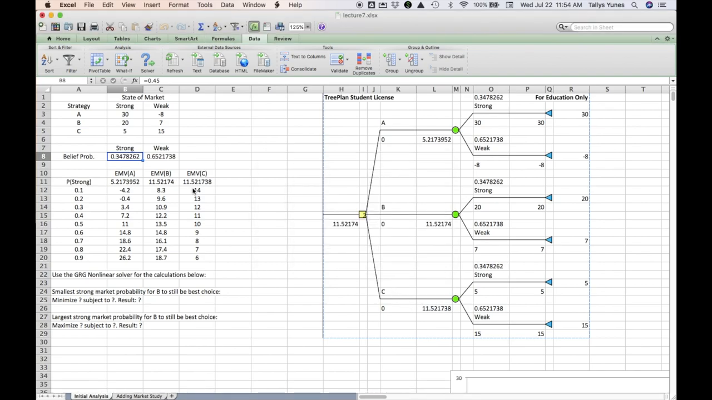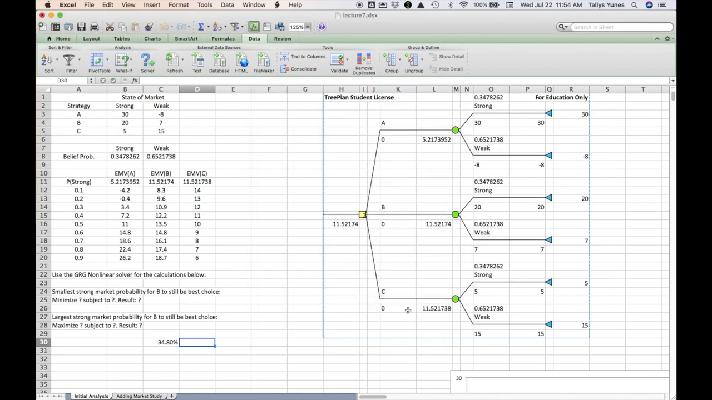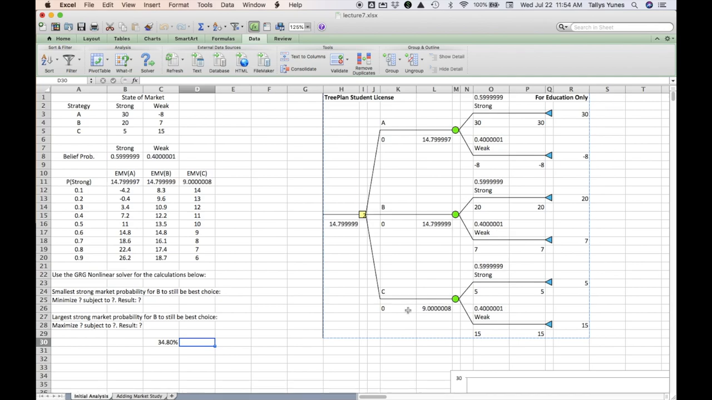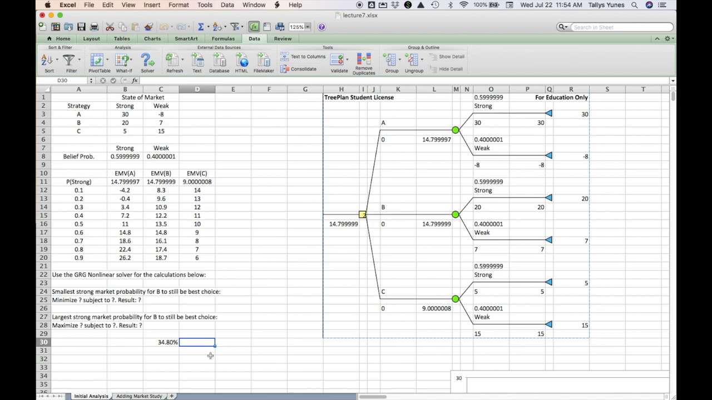Okay, so it converged to about 34.8%. So I'm going to write this here, 34.8%. And now let's do the other way around. I want to go, what is the largest that could be? Do max here. Okay. And that converged to about 60%, right?